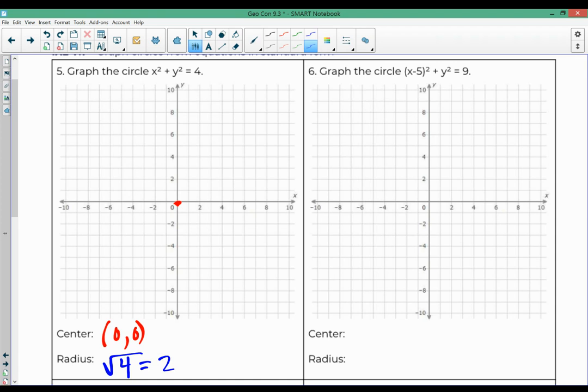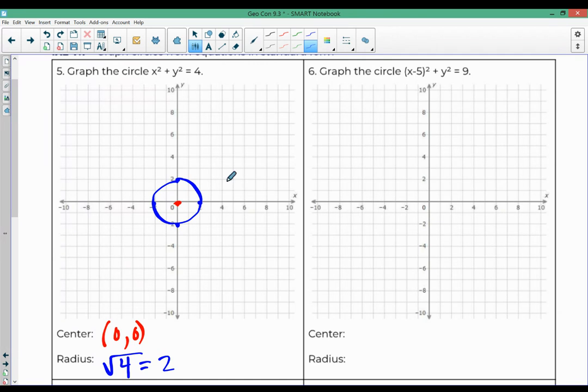When you do this on IXL, you just need the center and one point on the radius, and then it graphs the rest for you. But we can just count out the radius of 2 in every direction and make a circle like that. So there it is, your graphed circle, x squared plus y squared equals 4, with our center at 0, 0 and a radius of 2 all the way around.